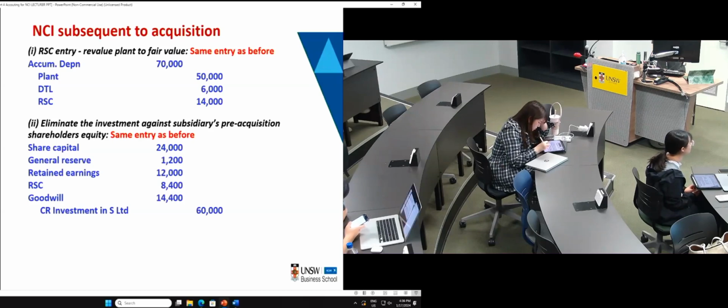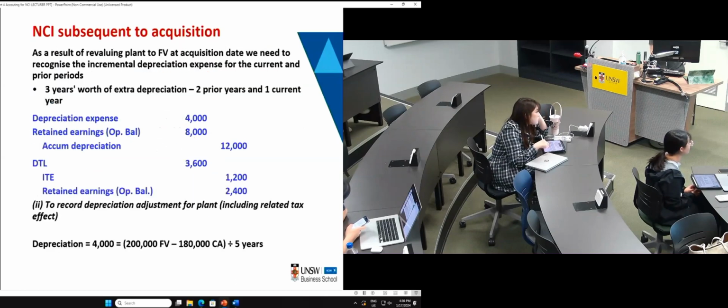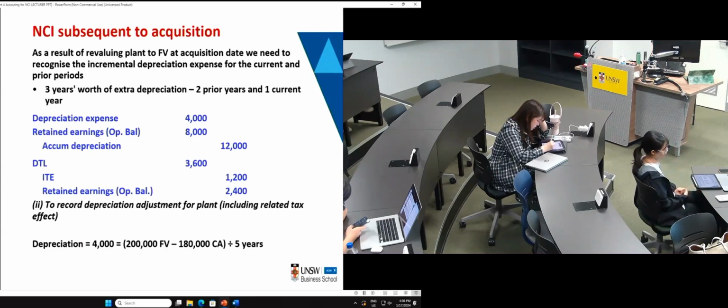But in addition to these RSC entries, we also have to prepare depreciation adjustment for these assets. Now you can see there are extra depreciation adjustments required every year in the worksheet, right? Every year. Now each year you adjust for 4,000. But you also have to carry over the effect of prior 2 years adjustment. And the prior 2 years adjustment contained in the prior 2 years worksheet, its effect will not be carried over to the current year, right?